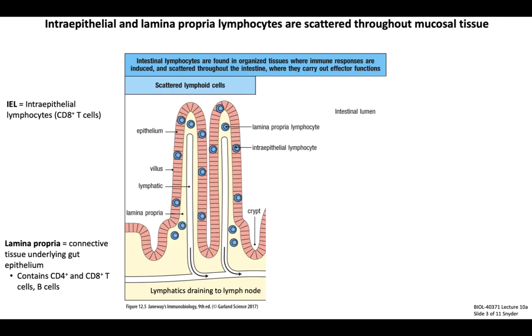Note that although a lot of these cells have specialized functions that can act locally, these tissues still contain all of the same lymphatic vessels that we've already learned about, so cells and antigens can also drain to lymph nodes for traditional immune priming. In the case of the gut, the draining lymph nodes are called the mesenteric lymph nodes, and these are located in the connective tissue that holds the intestines together.